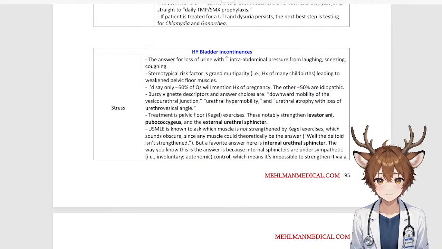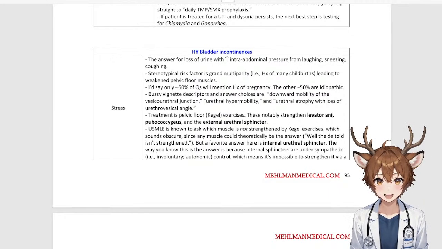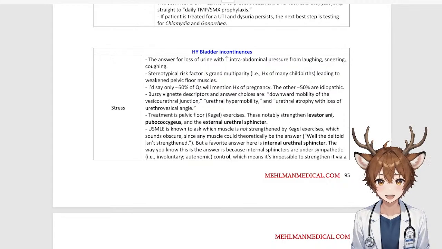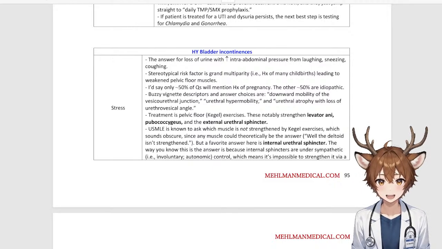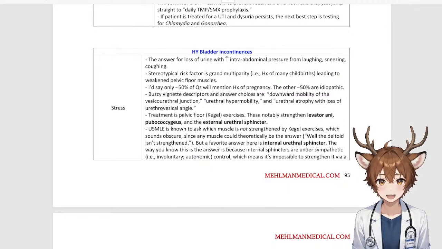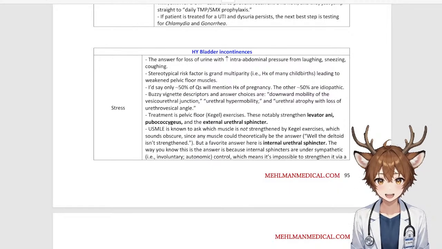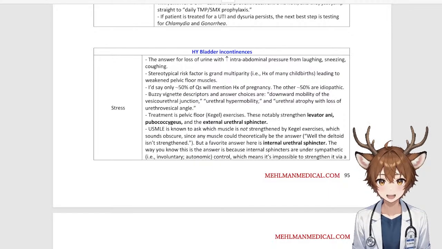USMLE is known to ask which muscle is not strengthened by Kegel exercises, which sounds obscure since any muscle could theoretically be the answer. Well, the deltoid isn't strengthened, but a favorite answer here is the internal urethral sphincter, which makes sense because it's not a muscle that's within your control. It's mediated by an autonomic effect. It's not mediated by your own intentional actions.